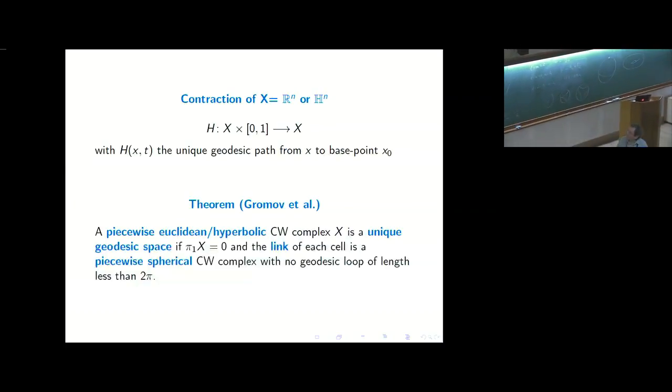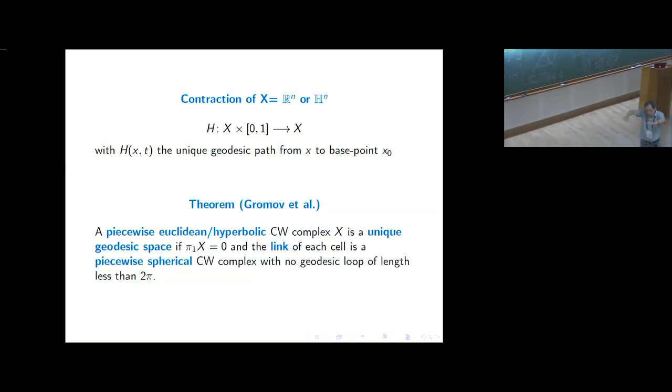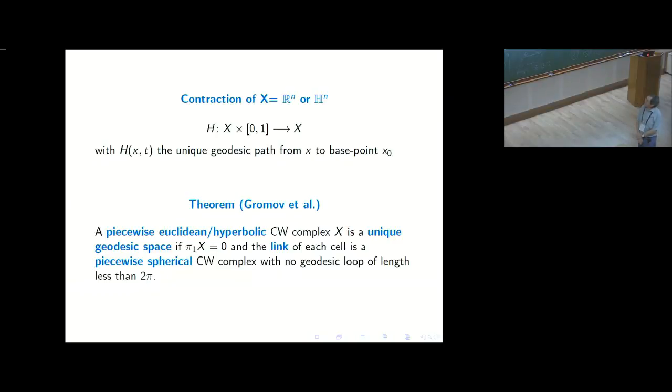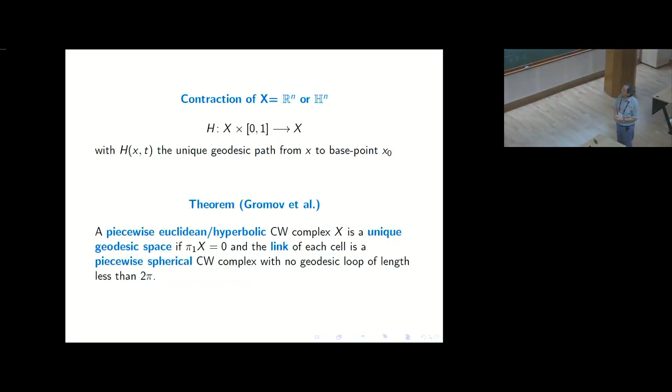And the theorem is: the universal cover of the torus, of course, is the plane. If the fundamental group is 0, and the link, which I have to explain on the next slide, of each cell is a piecewise spherical CW complex, so that means it's a CW complex such that all of the cells can be given the metric inherited from the unit sphere, so everything matches up, and there must be no geodesic loops of length less than 2 pi. So we've seen this arising in the Gersten-Pride combinatorial thing. Then the space is a unique geodesic space, so it's contractible. If it's unique geodesic, you can contract it.